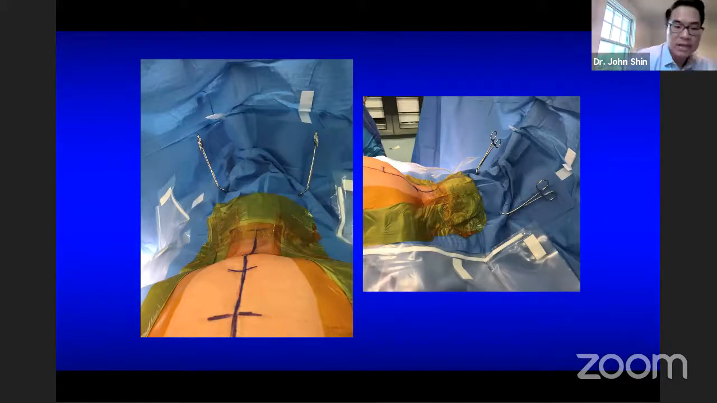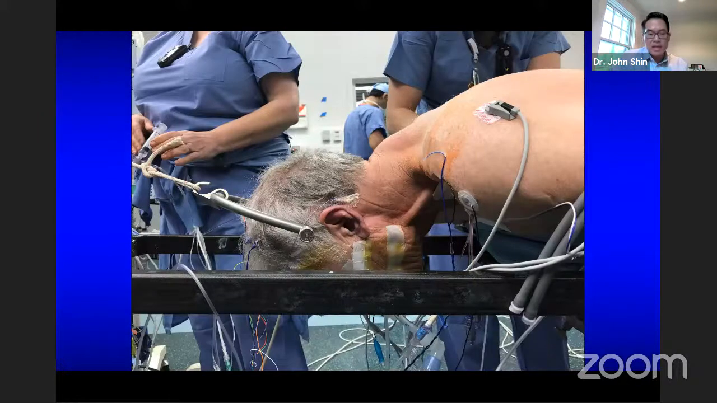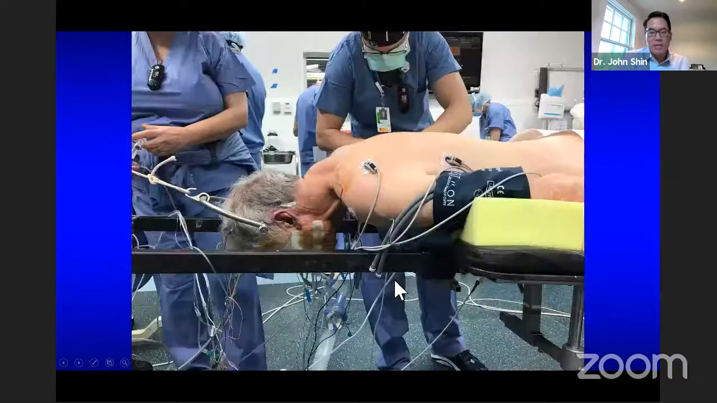Or goalposts, right? I tell my residents, it's kind of like American football where we know where the goalposts are. So at any time, for whatever reason, if I need to grab the head or if something changes, I can always grab. I know exactly where that is. And that's just the illustration of what that looks like. And you can see here the prominent kyphosis relative to the horizontal bar of the Jackson table. And that's just what that looks like here.